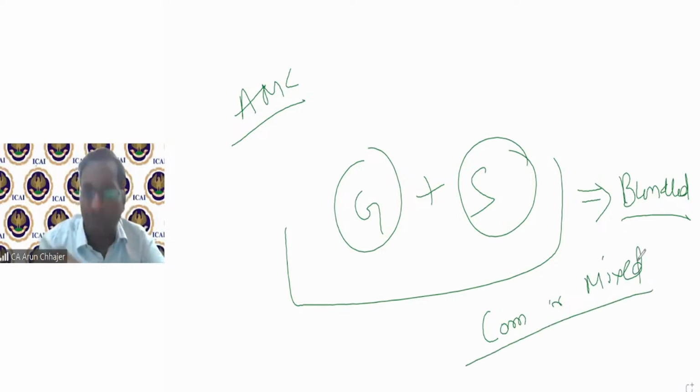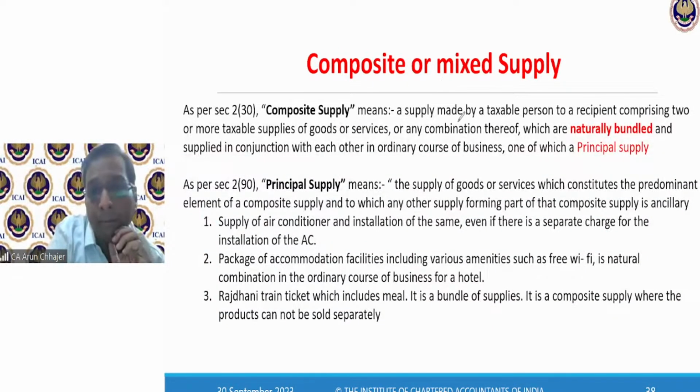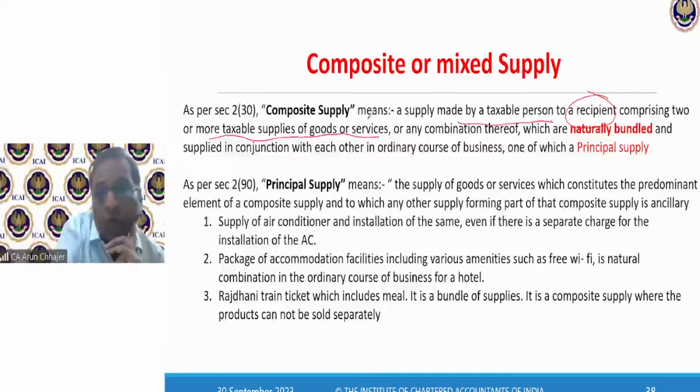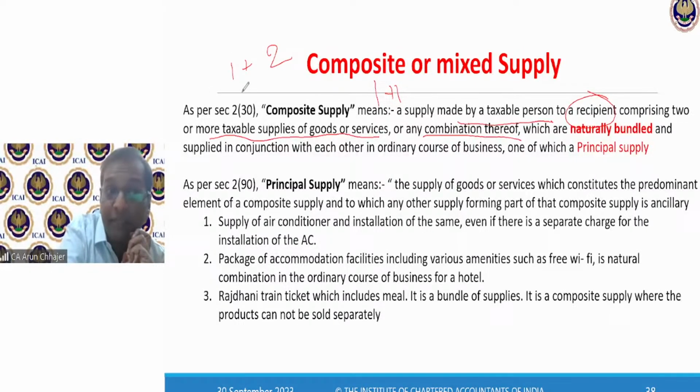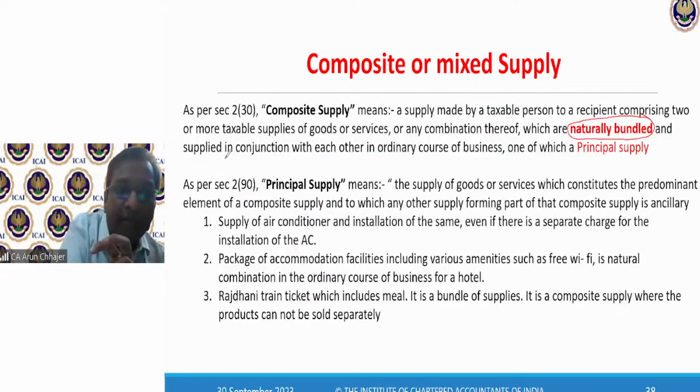On which factor it will depend, that we are going to discuss. So the composite supply has been defined in the GST as a supply made by a taxable person to a recipient comprising two or more taxable supplies of goods or services or any combination thereof. So it can be one goods, one service. It can be one goods, two services. It can be 1 + 1 goods. It can be 1 + 1 services or any combination thereof. The only point, it should be a combination which is naturally bundled and supplied in conjunction with each other in the ordinary course of business, and one which is a principal supply.